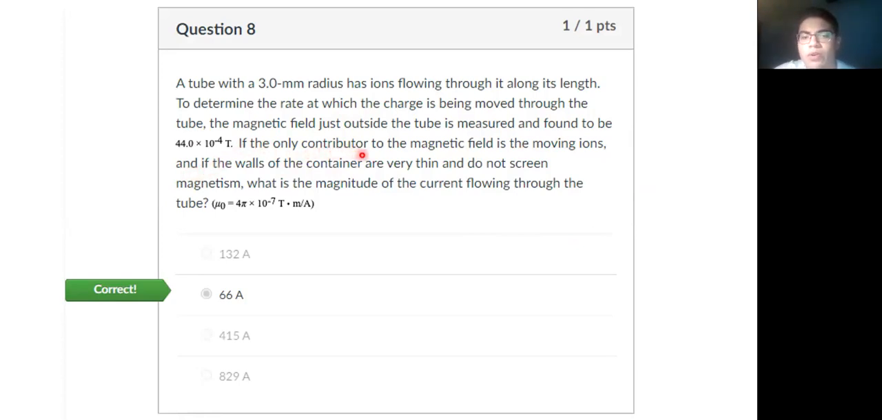If the only contributor to the magnetic field is the moving ions, and if the walls of the container are very thin and do not screen magnetism, what is the magnitude of the current flowing through the tube? They give us mu sub 0, and these are our answer choices. So given the situation that we're being told, we should make a note of a few things.